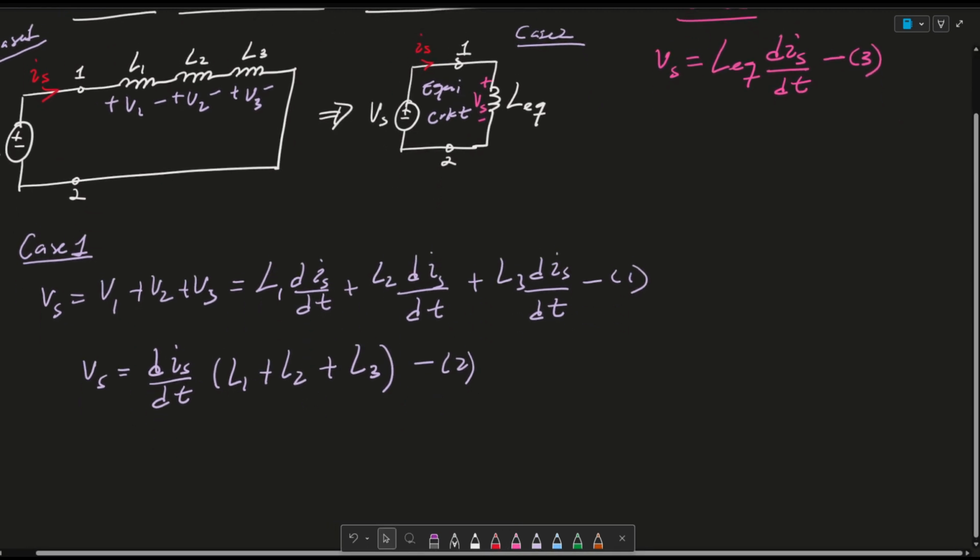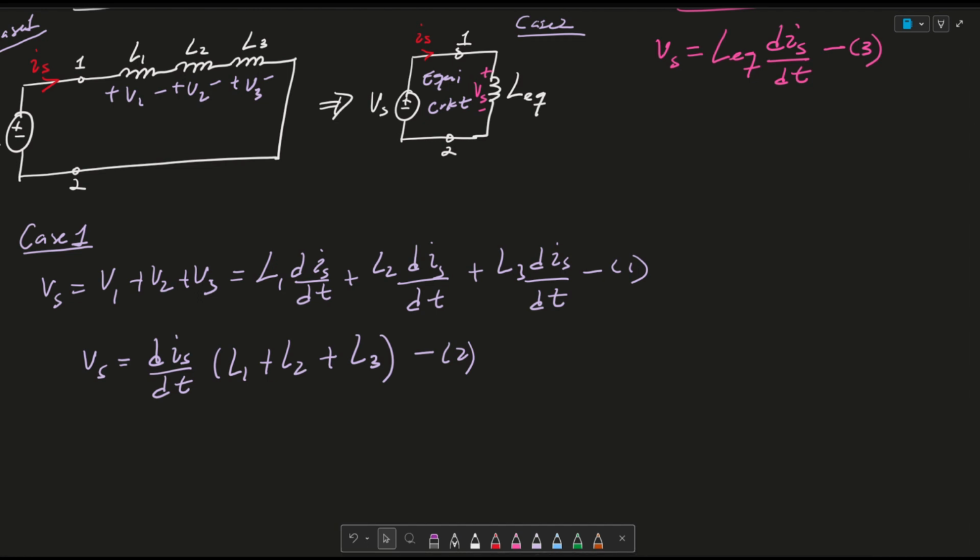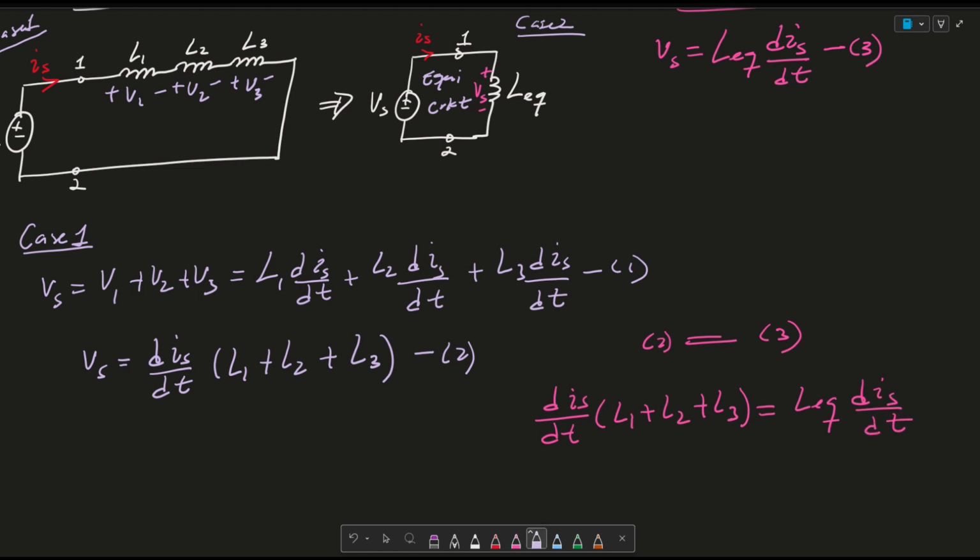So what I can say now is that if I'm given case 1 and I want to map it to case 2, this means that equation 2 has to equal equation 3. Or we can say that dIs over dt times L1 plus L2 plus L3 must equate to L equivalent dIs over dt. And obviously the dIs over dt cancel out, and I'm left with this equation: L equivalent equals L1 plus L2 plus L3.